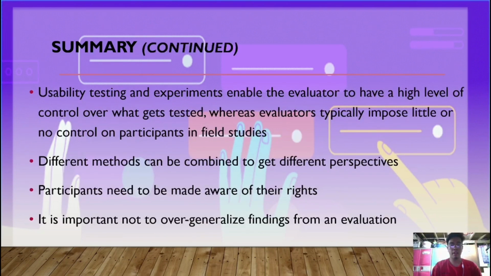Usability testing and experiments enable the evaluator to have a high level of control over what gets tested, whereas evaluators typically impose little or no control on participants in field studies. Different methods can be combined to get different perspectives. Participants need to be made aware of their rights. It is important not to overgeneralize findings from an evaluation.